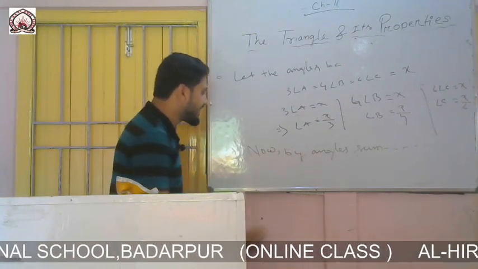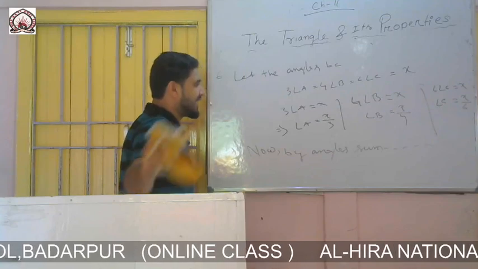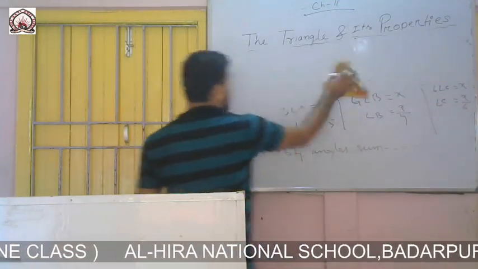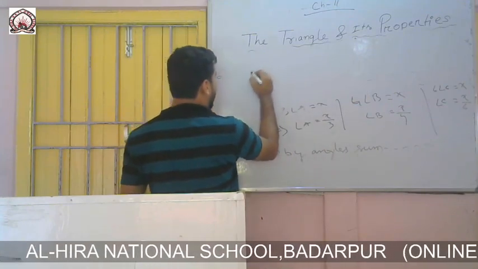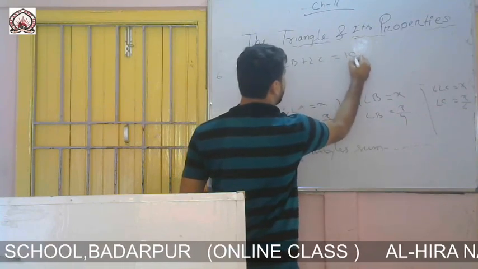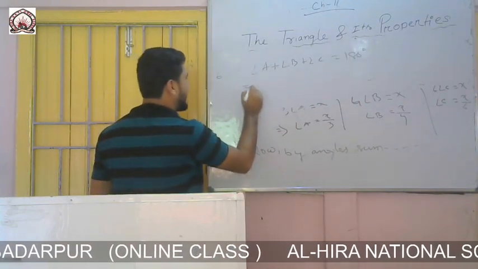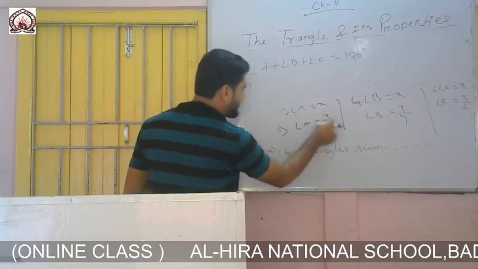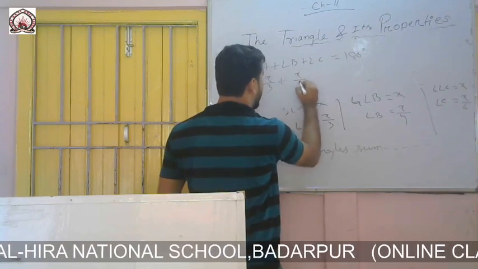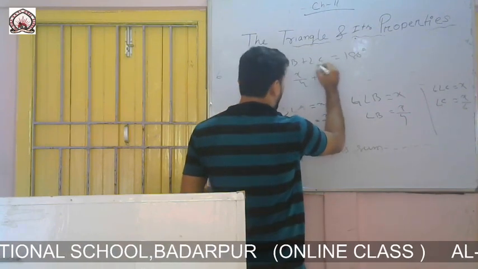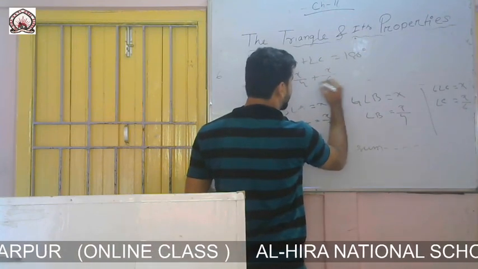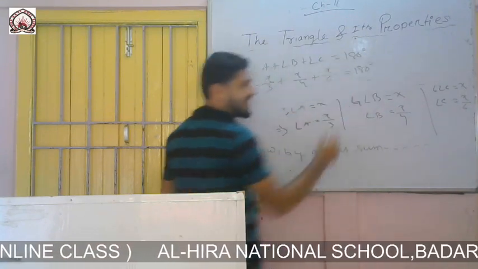Now by angle sum property of a triangle, we can add the three angles. So you see how I will add. We can write angle A plus angle B plus angle C equals 180 degrees. Now I can put the value of angle A, because I have found earlier X by 3. In place of B I can write X by 4, and in place of angle C I can write X by 6 equals 180 degrees.